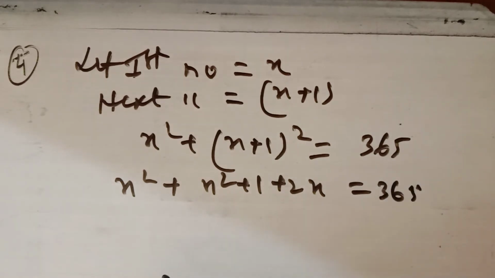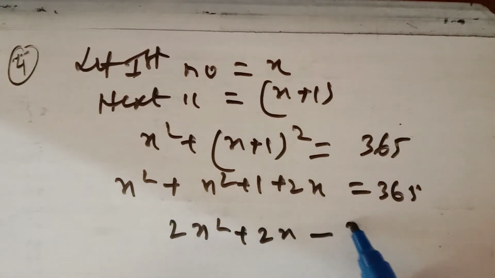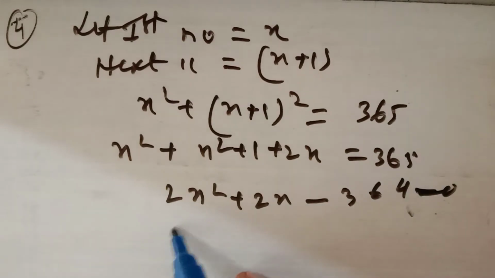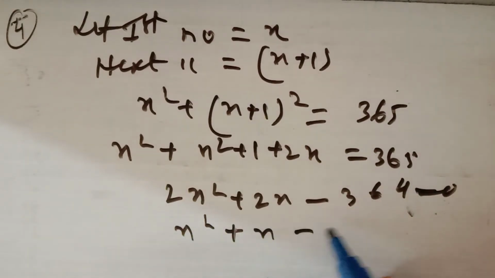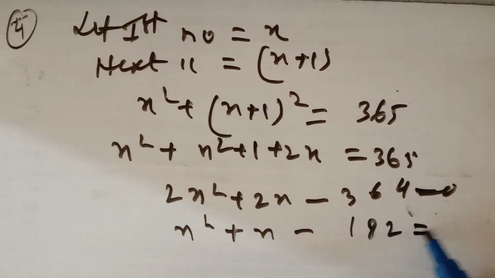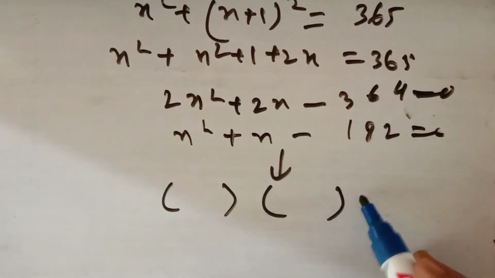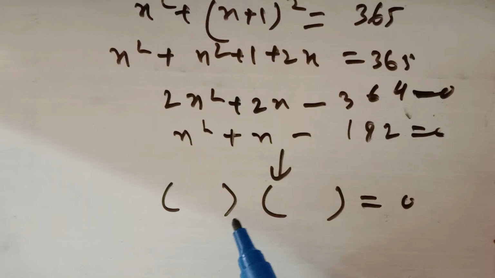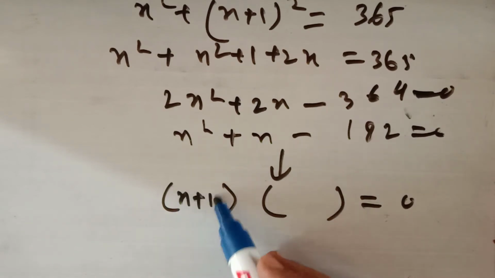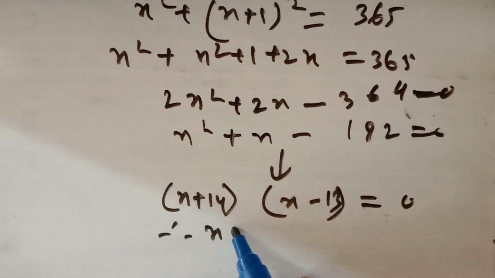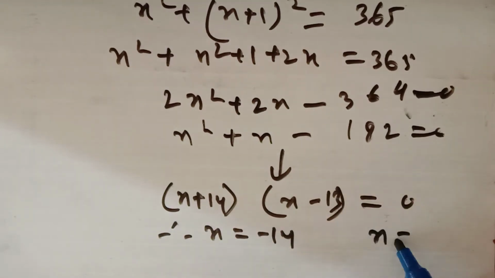Take all terms to the same side, you will get the quadratic equation as x square plus x minus 182 equal to 0. Now when you factorize it by splitting the middle term, you'll get the factors as x plus 14 and x minus 13. So therefore the numbers are minus 14, 13.